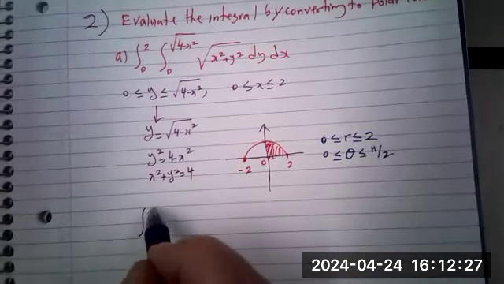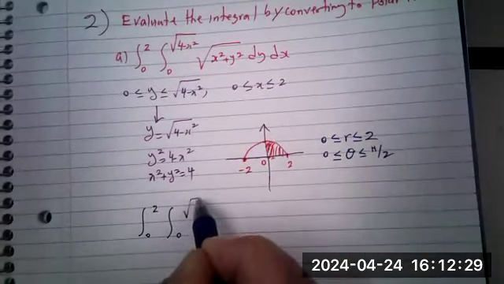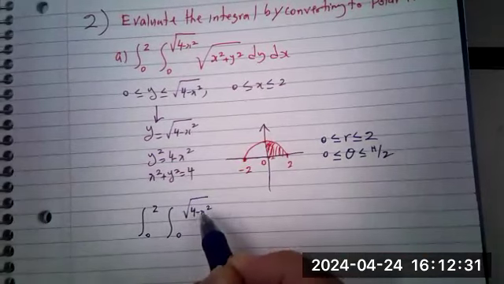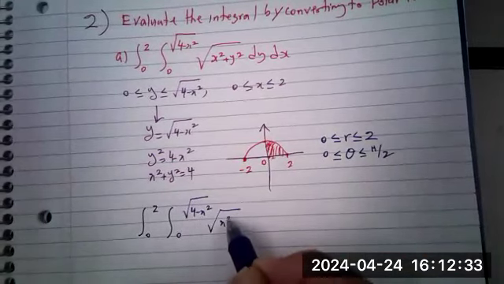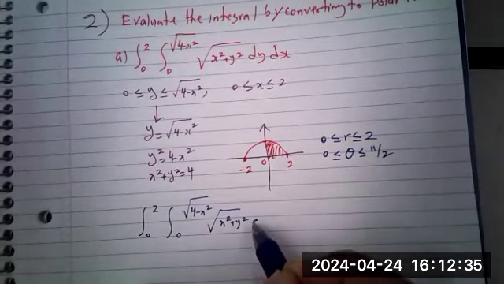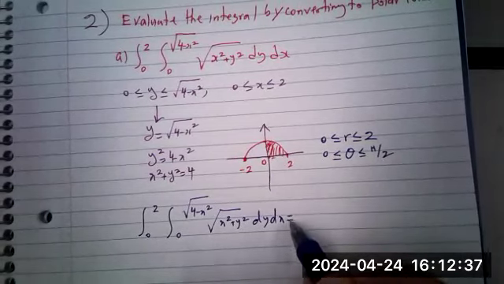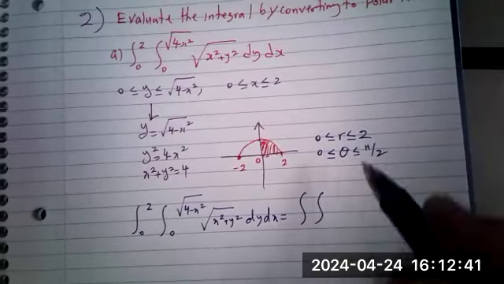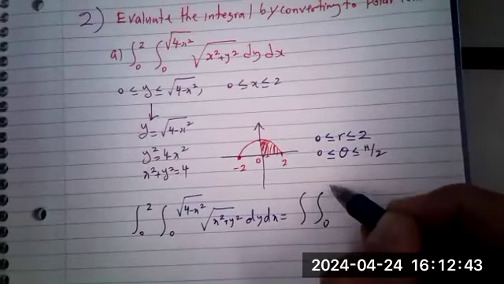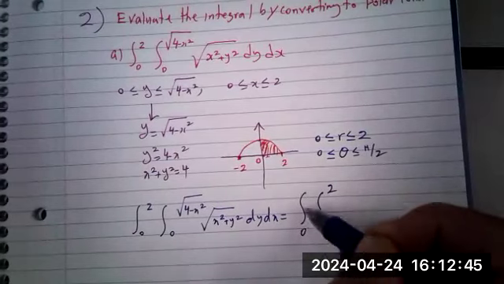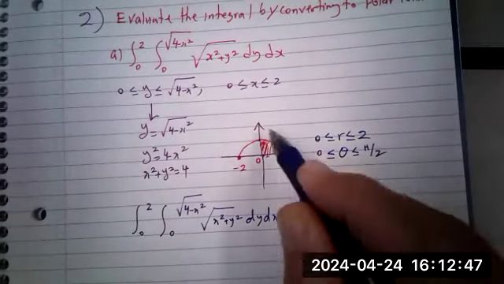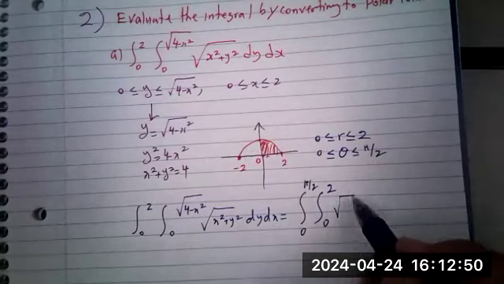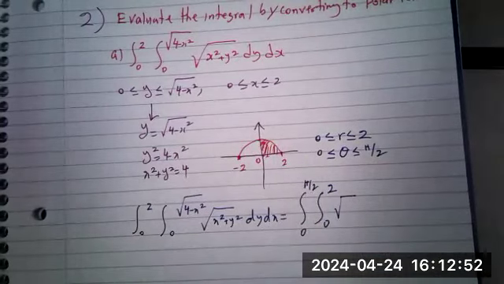This is it: 0 to 2, 0 to radical 4 minus x squared. Just repeat it; you can call it I if you don't want to repeat it. So it's going to be equal to the double integral. Remember, we integrate with respect to r first, 0 to 2, then theta, 0 to pi/2. The function, you have to change it: the square root of x squared plus y squared would be r squared.